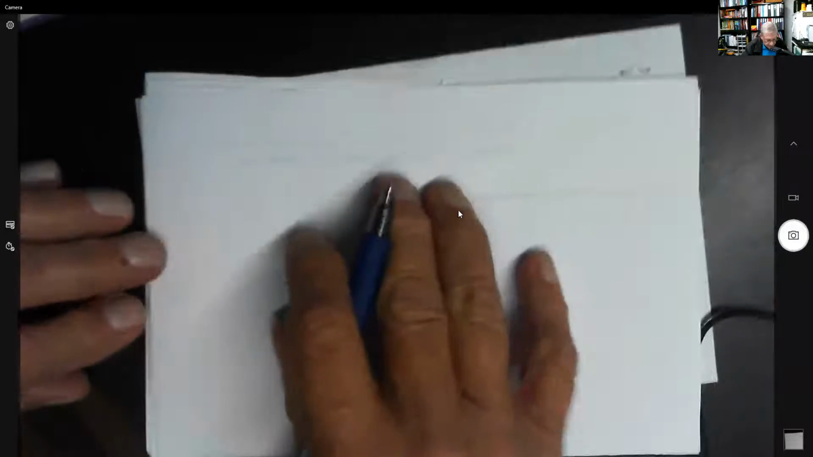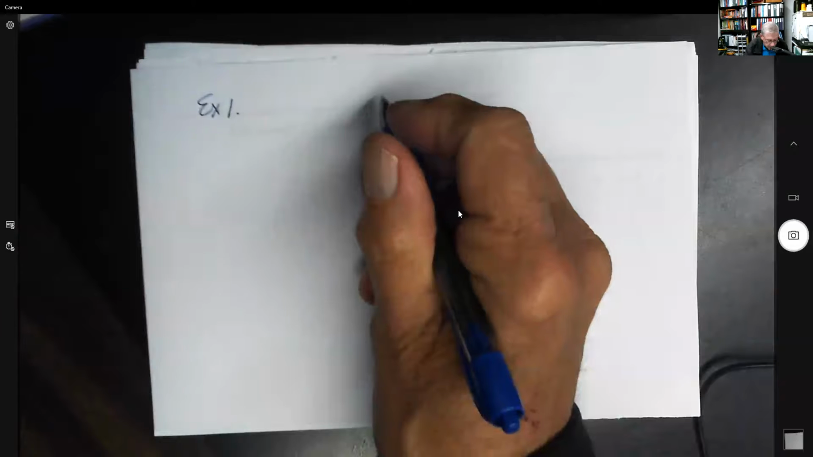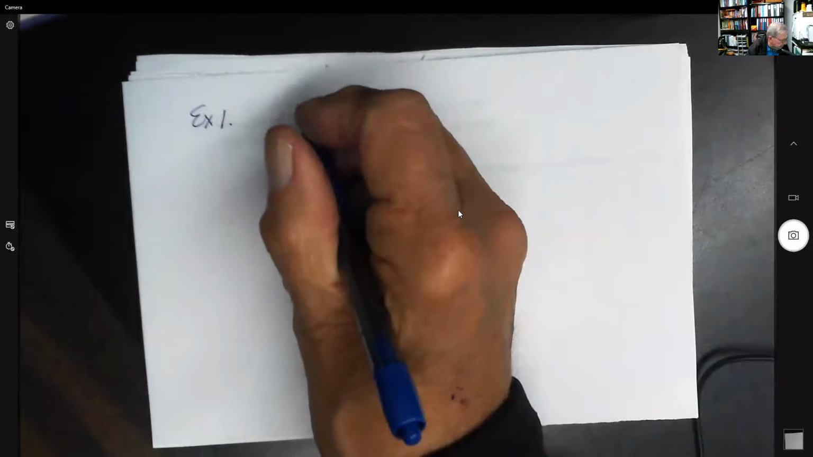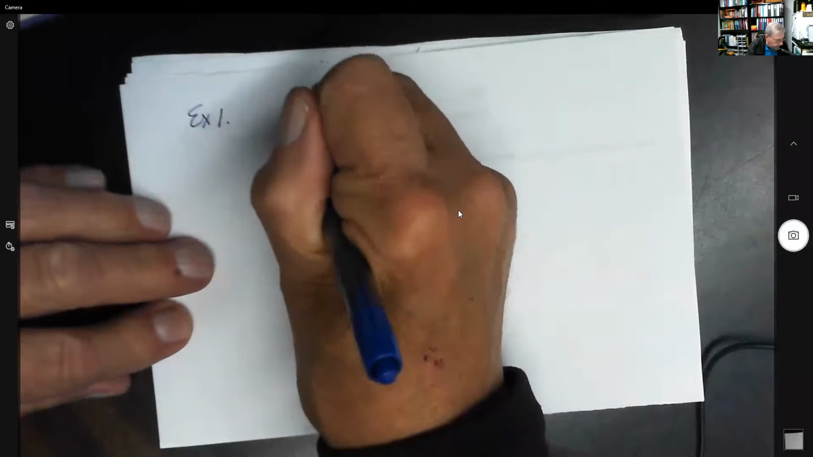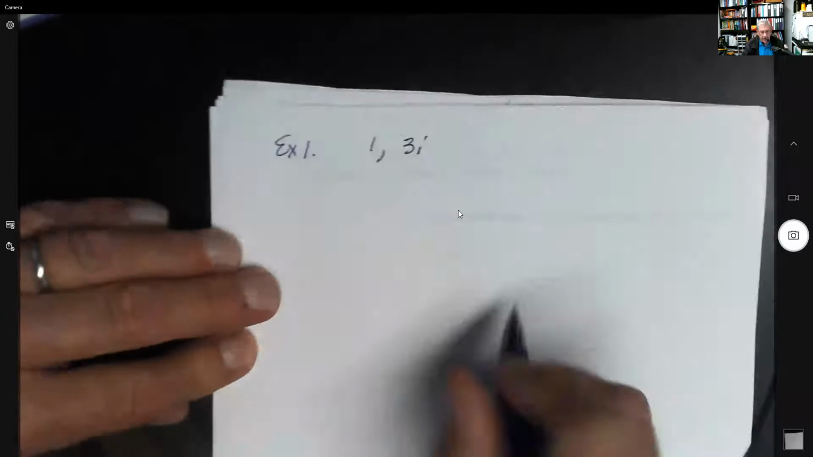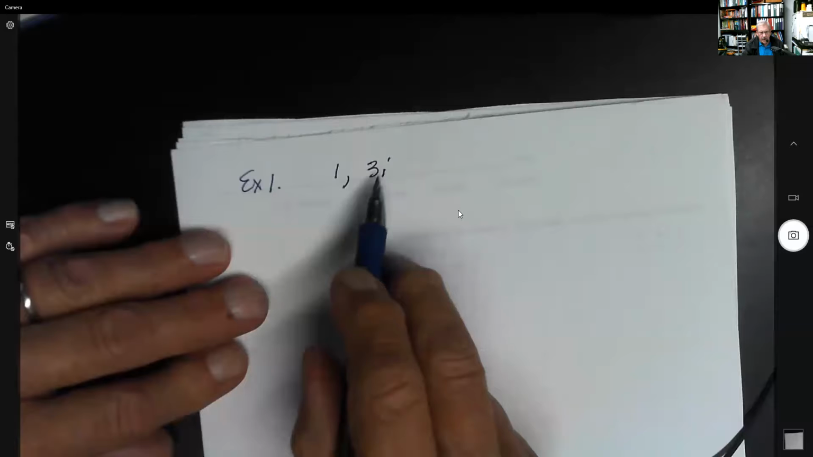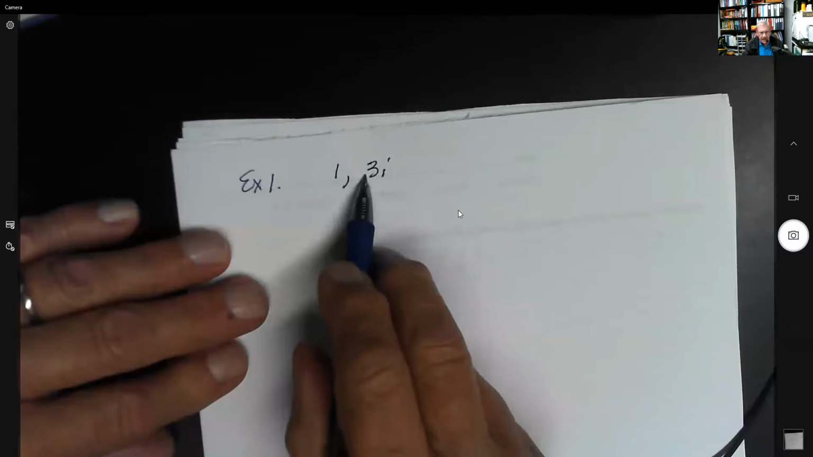So let's start out with this one. First of all, they give you the answers to the problem. This is example 1. And we know the answers to this problem, but we want to know what is the equation that gave us these answers. The answers were 1, 3i. And I'm going to tell you something. When you have imaginary numbers or radicals, they always come in pairs, positive and negative.